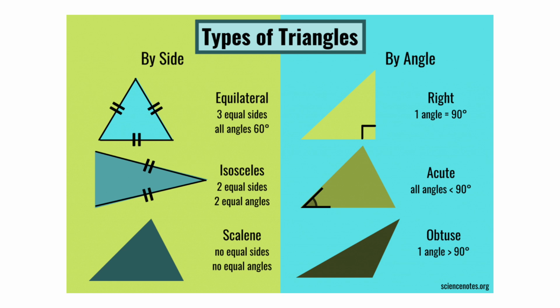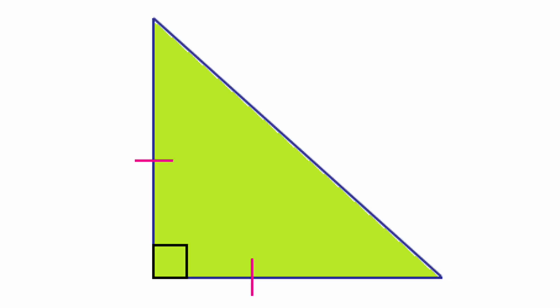To classify them by sides, you call a triangle scalene, which means all three sides have different lengths, an isosceles, which means two sides are of equal length, and equilateral, which means all three sides are of equal length. And for angles, you identify them as an acute triangle, which means all three angles are less than 90 degrees, a right angle triangle, which means one angle is exactly 90 degrees, and an obtuse triangle, which means one angle is greater than 90 degrees. Some triangles can belong to multiple categories.